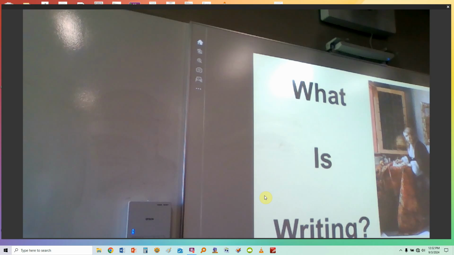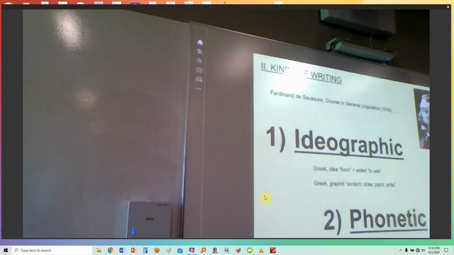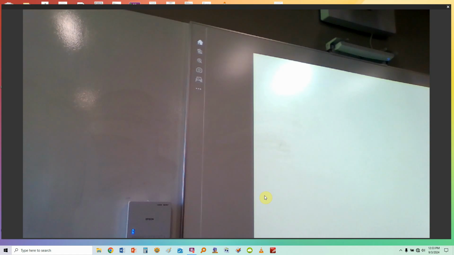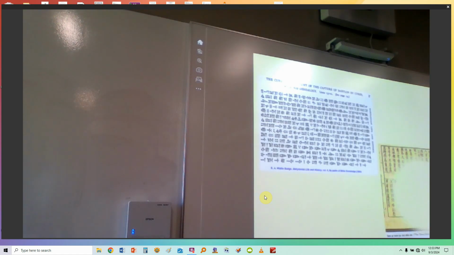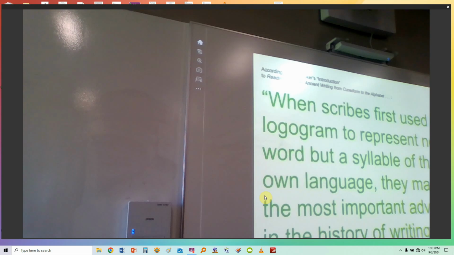Three kinds of writing system. Yes? There's the logogram, or logographic, I should say. There's the syllabary, or syllabic, and there is the alphabet. Okay, so we talked about logography and syllabary. Yes, Japanese and Cherokee. Now we're talking about the alphabet.